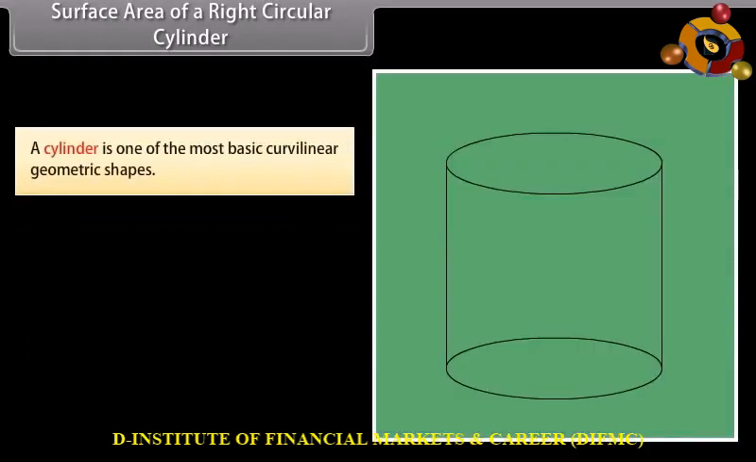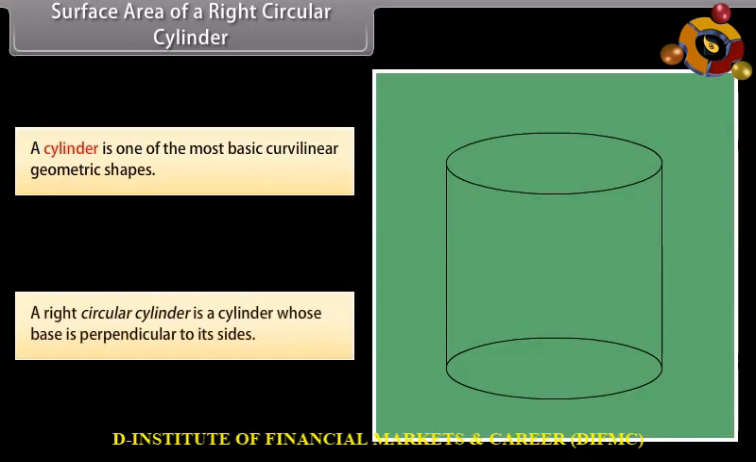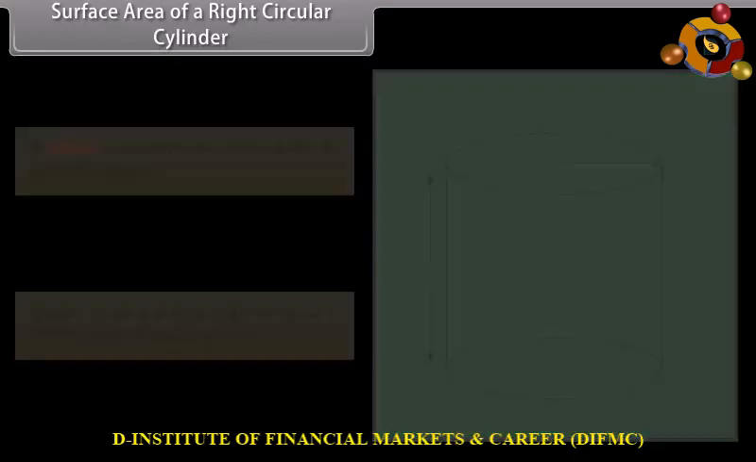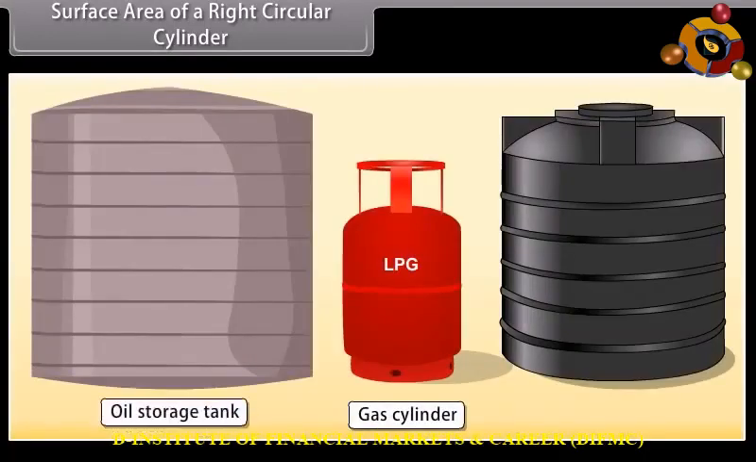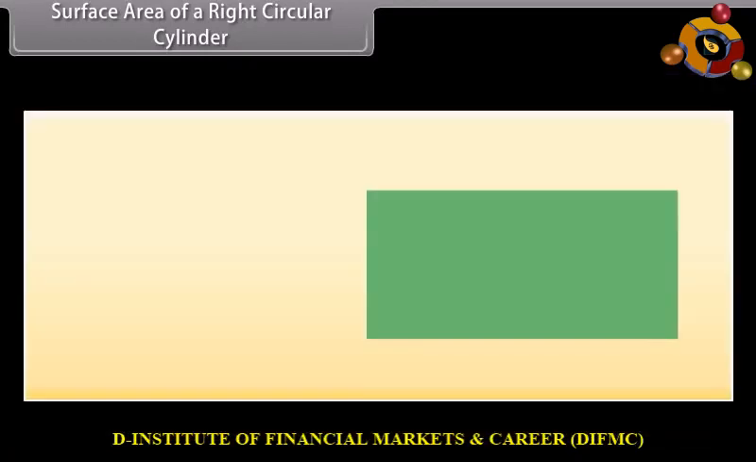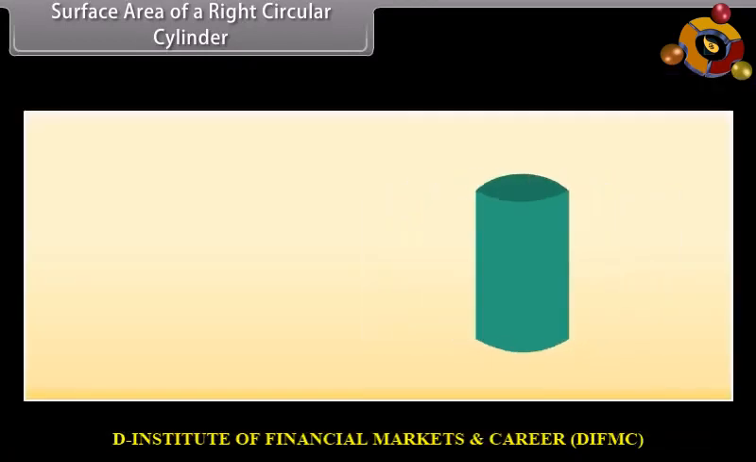Surface area of a right circular cylinder. A cylinder is one of the most basic curvilinear geometric shapes. A right circular cylinder is a cylinder whose base is perpendicular to its sides. Facility equipment such as gas cylinders, oil storage tanks, and water storage tanks is often of this type. We get the curved surface area of a cylinder by using a sheet of paper. When we roll it, we get a cylinder.